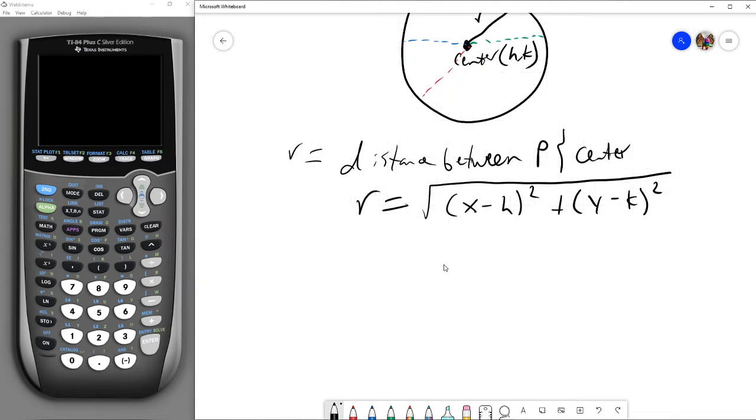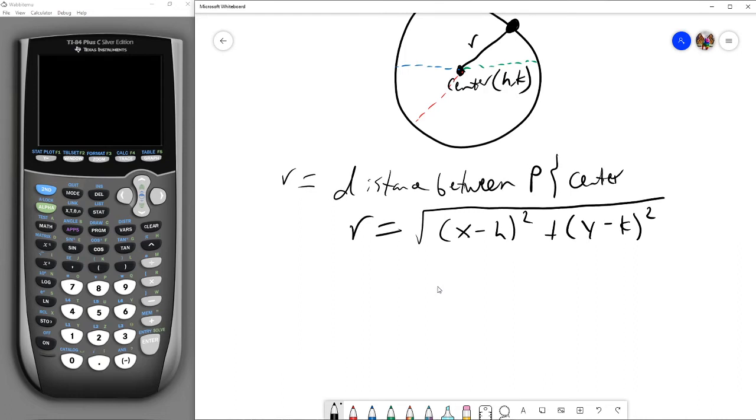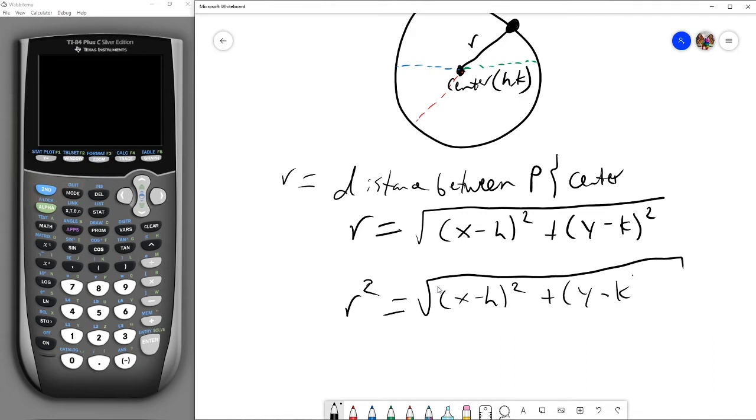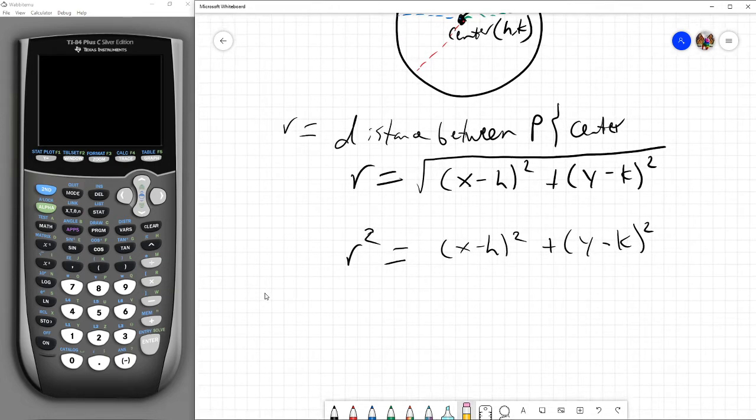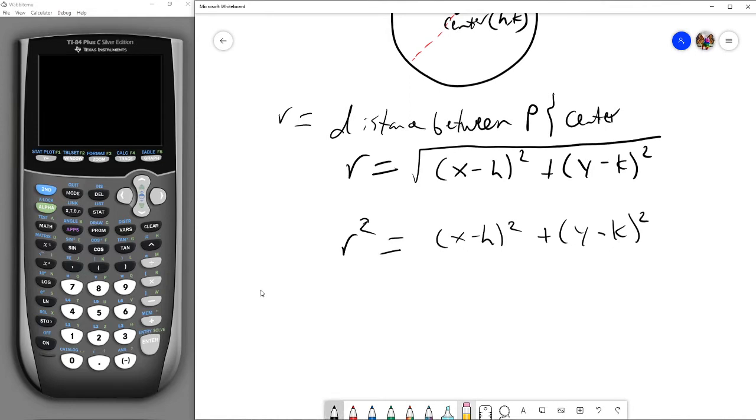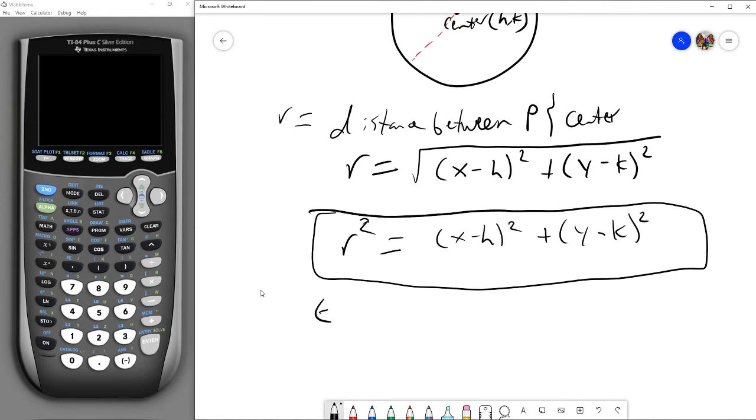So in order to get the full circle, I'm going to square both sides. So r squared is going to equal (x minus h) quantity squared plus (y minus k) quantity squared. Oh, why did I do the square root? Silly me, we don't want that. Alright, there we go. So this right here is going to be our equation of a circle.